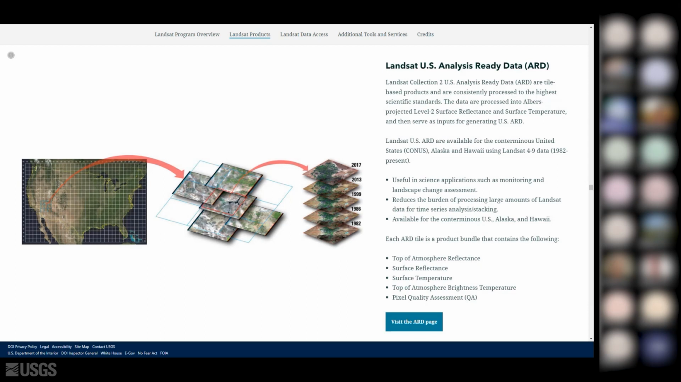ARD products are processed into Albers projected level 2 surface reflectance and temperature. ARD products are available for the conterminous US, Alaska, and Hawaii, from 1982 to the present. Each ARD tile is a bundle that includes top of atmosphere reflectance, surface reflectance and temperature, top of atmosphere brightness temperature, and pixel quality assessments.